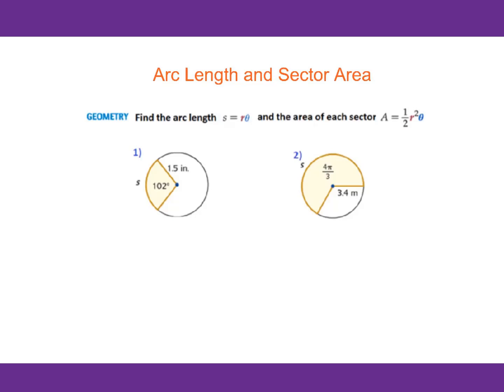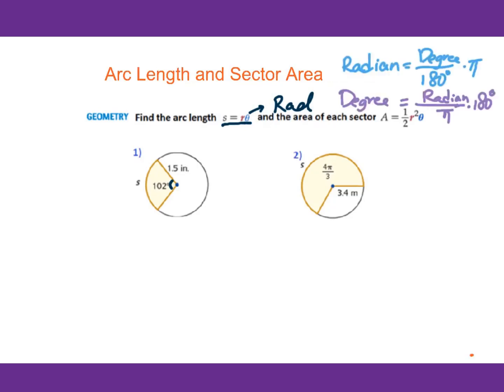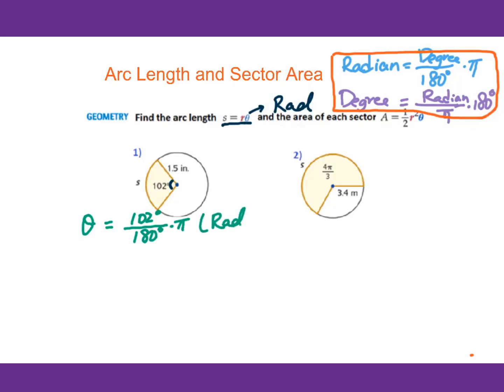For number 1, 102 degrees, that's the central angle. But when you use R times theta, remember theta is in radians. You have to change 102 degrees into radians. This is the formula for radian and degree exchange. Radian equals degree over 180 times pi. Degree equals radian over pi times 180. Therefore, for radian theta, you will get 102 degrees over 180 degrees times pi. We got this is a radian.